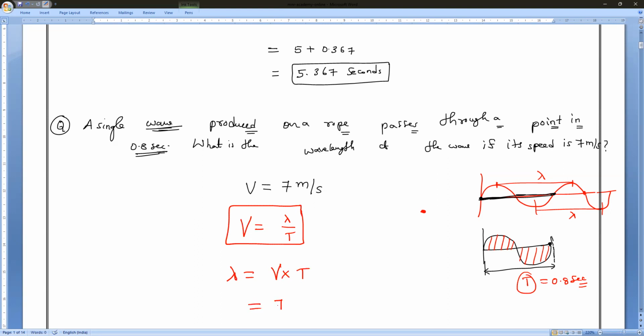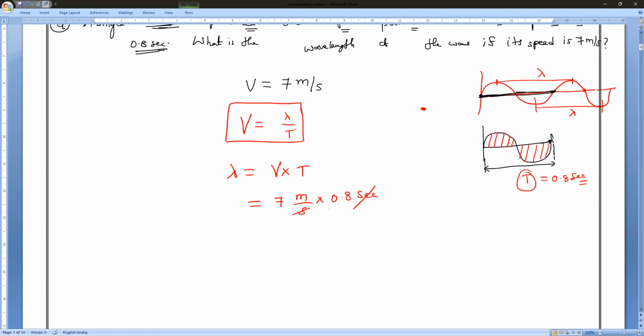So, wave speed is 7 meters per second. Time period is 0.8 seconds. So, seconds will get cancelled. 7 into 0.8. How much? 7 8s are 56. So, 5.6 meters. What is the wavelength, everybody? Wavelength is 5.6 meters. Clear, everyone?